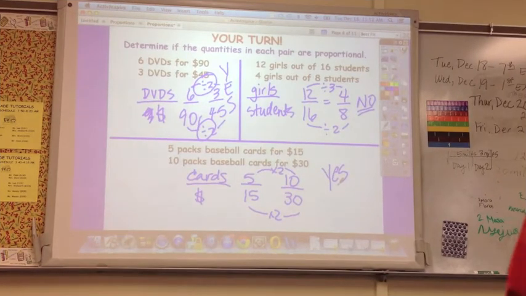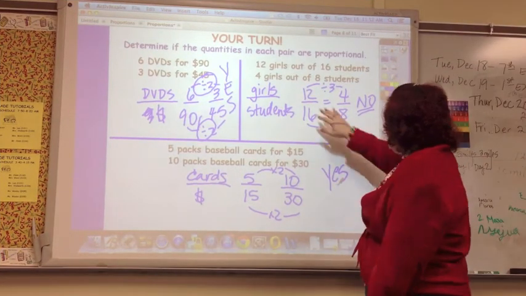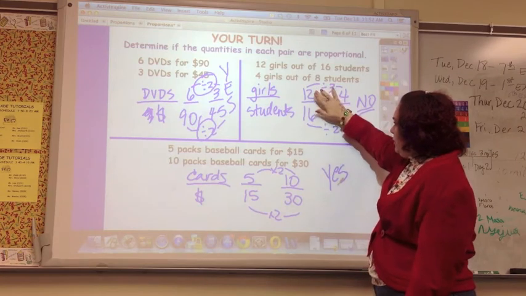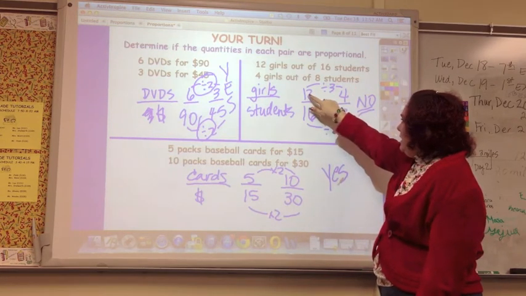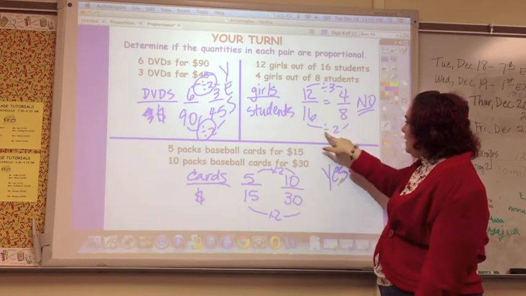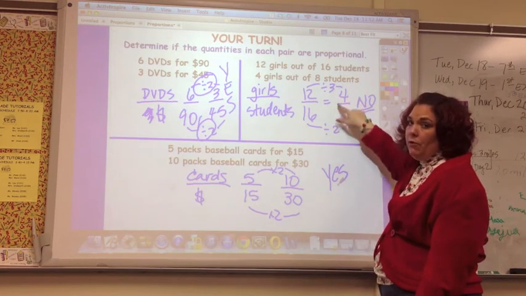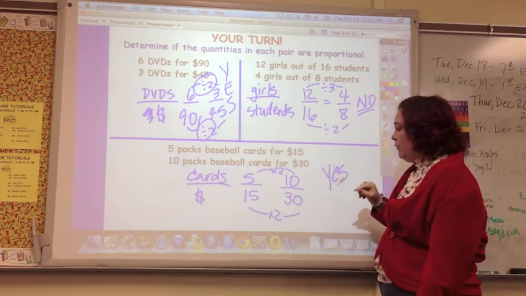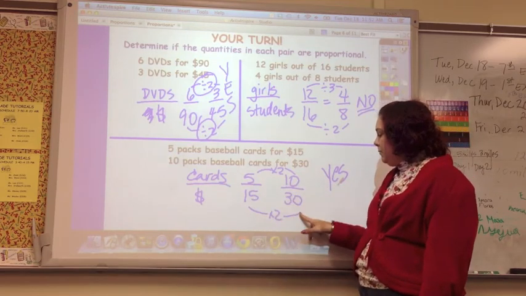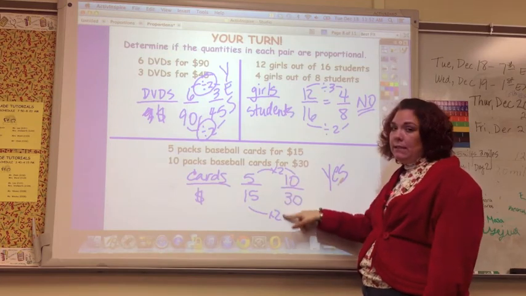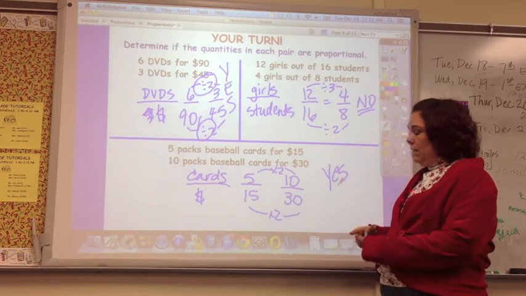So here we set up our proportion, and it was 12 to 16 and 4 to 8. And we divided by 3 up here and divided by 2 down here. Since those numbers are not the same, no, it's not proportionate. And then here we multiplied by 2, multiplied by 2. So since those are the same, it's yes, it is proportionate.